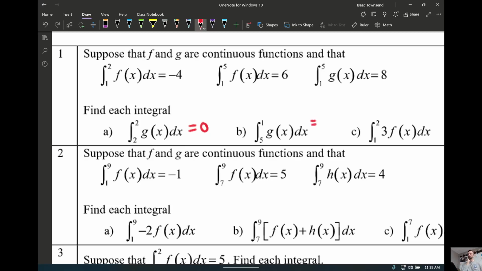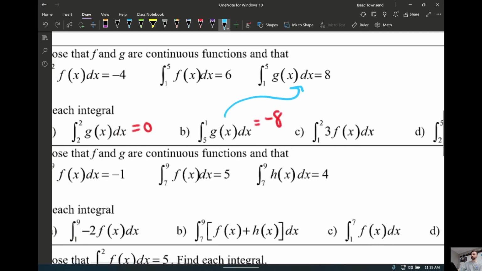Somebody else, what about B? -8. Okay, and how do you know that? Because when you switch the bounds, the answer switches signs. Right. Integrating 1 to 5 is the opposite of integrating 5 to 1. So that's how you were supposed to apply that.